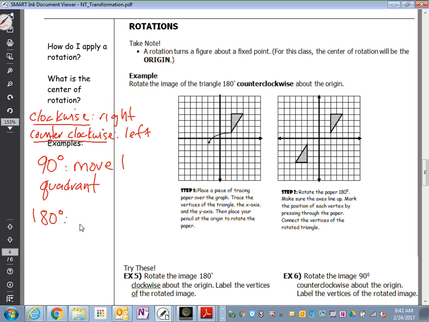All right, how about 180 degrees? It's going to be two quadrants. Good. So we're going to move two quadrants. Now, does it matter which way we go? Does it matter if we go clockwise or counterclockwise? Who says no? Raise your hand if you say no. I say it does not matter which direction you go. Why? It would make a difference, but they give the same coordinates.